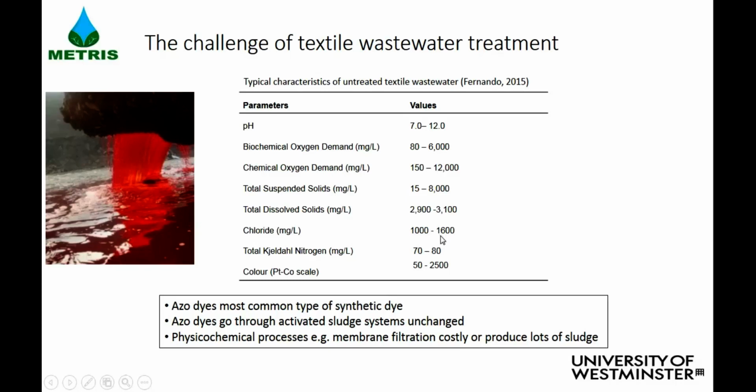So when it comes to the textile industry, azo dyes are the most common type of dyes used. The challenge is that these dyes go through activated sludge systems unchanged. And while there are physicochemical processes like membrane filtration systems, they produce a lot of sludge, and also they're quite expensive.